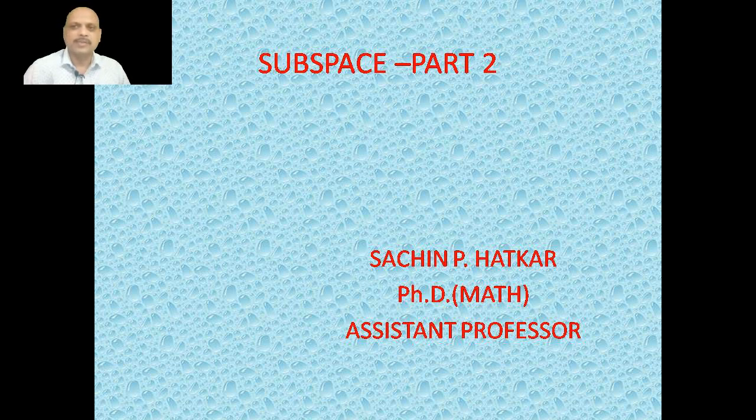You are all familiar with the definition of a subspace. A subspace is a subset of a vector space that satisfies all the conditions of a vector space over the same field F. Now we see that the union of two subspaces of a vector space over F is not necessarily a subspace of the vector space.